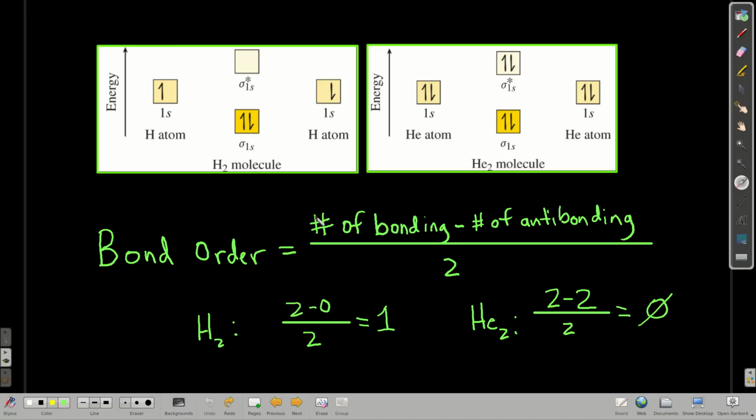And the bond order tells us something. We'll see that in just a minute. But the bond order of 1 for hydrogen predicts that this molecule exists, and this means that it's basically a single bond and some other things. So memorize how to calculate bond order.